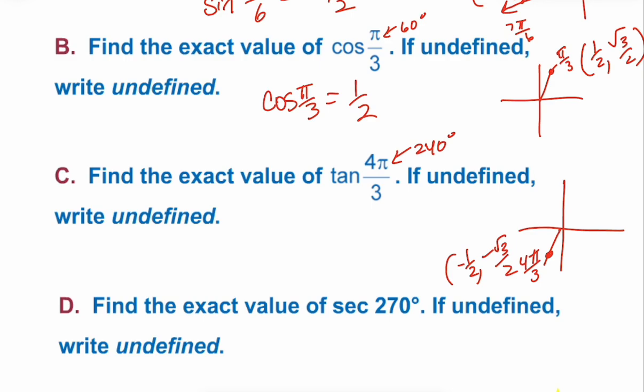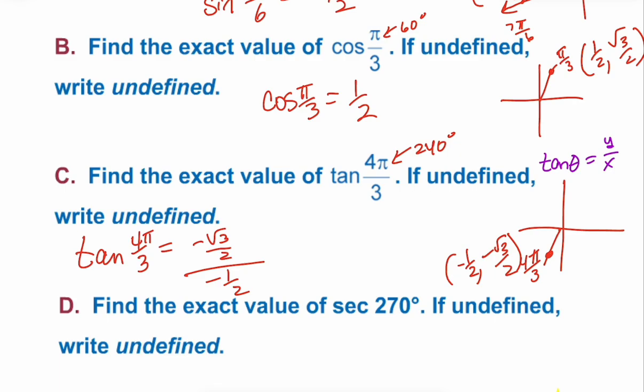Now remember that our tangent is y value over the x value, the sine value over the cosine value. So our tangent of 4 pi over 3 is the y value, negative square root of 3 over 2, over the x value, negative 1/2. Now, when I go to reduce that, let me tell you how I do it, and that might help you in the future.